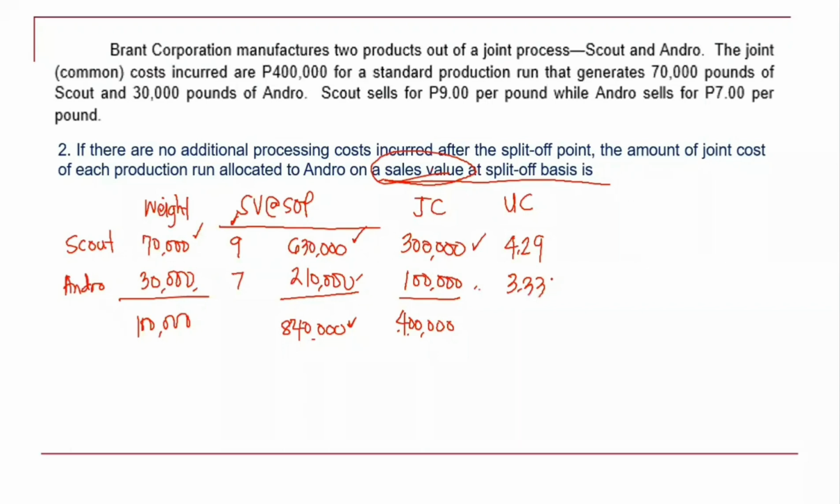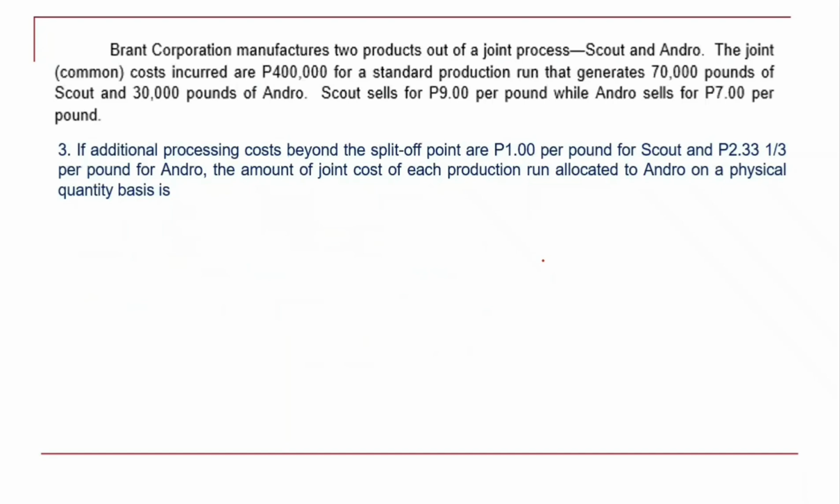Okay, so let's go to problem number 3. Question number 3. Ayan. If additional processing costs beyond the split off point are 1 and 2.333, ibig sabihin lang yan, dire-diretso, per pound for Andro, the amount of joint costs of each production run allocated to Andro on a physical quantity basis is how much? So gawin natin. So we have S, we have A. S and A na lang. So physical quantity, so weight naman po yung given sa atin dito. So we have 70,000 again, and 30,000 for Andro. Total, 100,000.